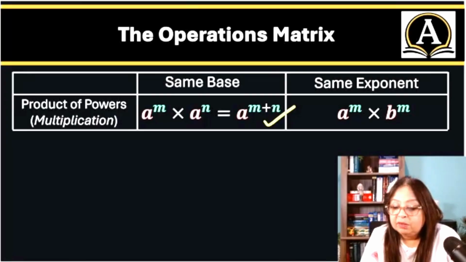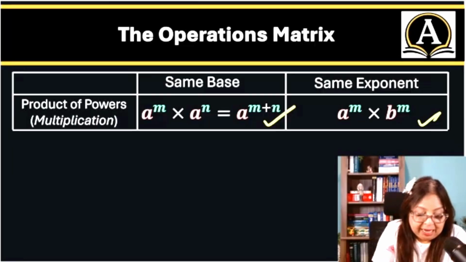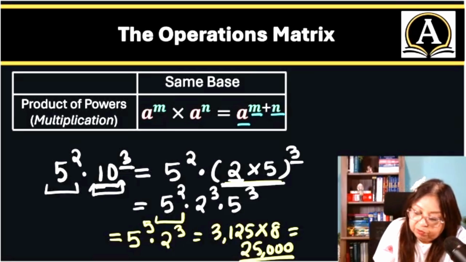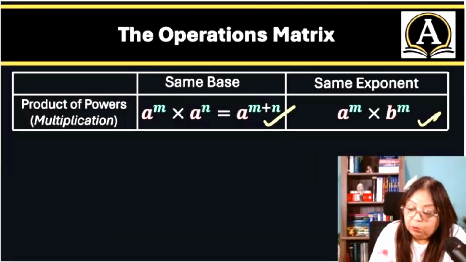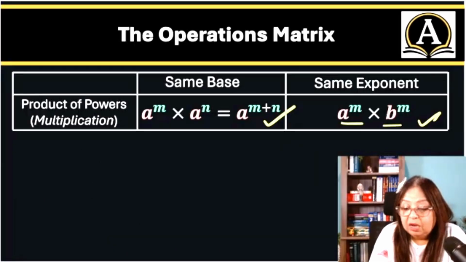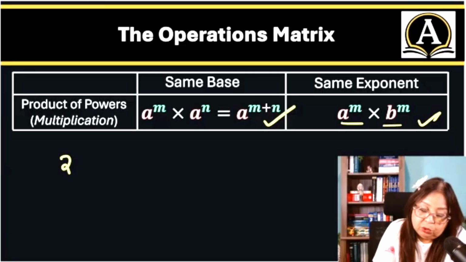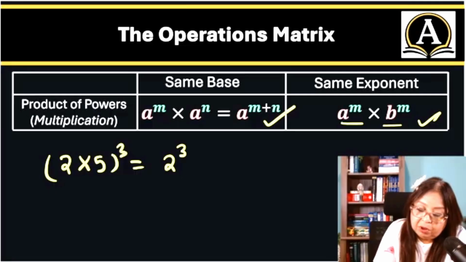Next thing that we're going to talk about is the same exponent. And I just showed that to you over here: 2 to the power 3 times 5 to the power 3. Where did this come from? This comes from here, 2 times 5 raised to the power 3. So I worked it out this way. On the next slide, we are working it out backwards. How? We had 2 times 5 to the power 3. I wrote that as 2 to the power 3 times 5 to the power 3.